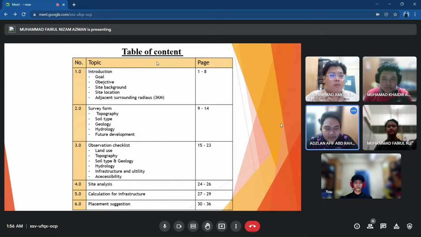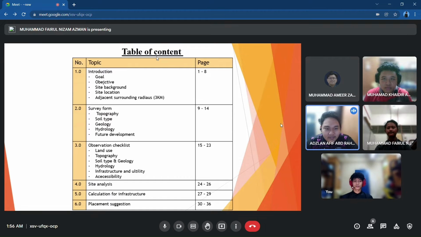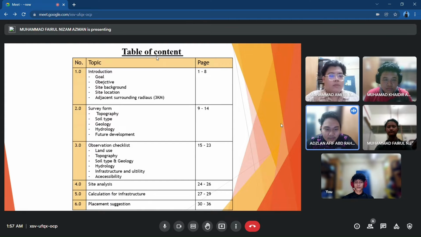Okay, table of contents. First, what we will explain in our presentation is our introduction, which consists of goal, objective, site background, site location and adjacent and surrounding development in a radius of 3 km. And the second one is survey form, which is topography, soil type, geology, hydrology, and future development. And the 3.0 is observation checklist: land use, topography, soil type and geology, hydrology, infrastructure and utility, and accessibility. And 4.0 is site analysis, and 5.0 is calculation for infrastructure, and 6.0 is placement of suggestion.